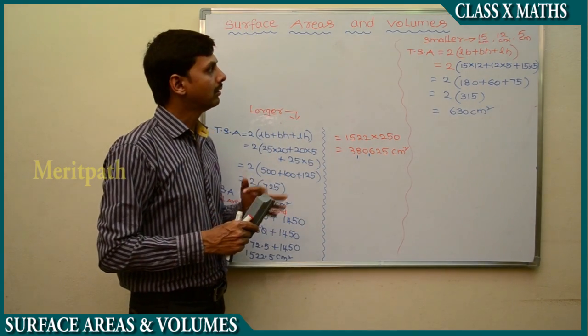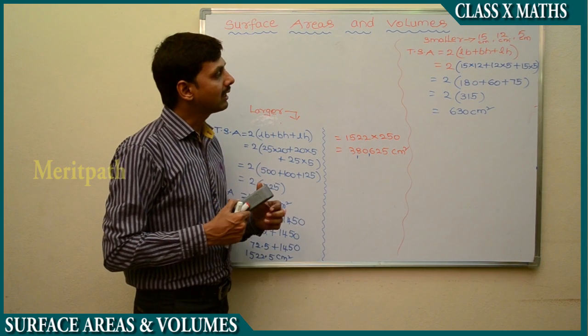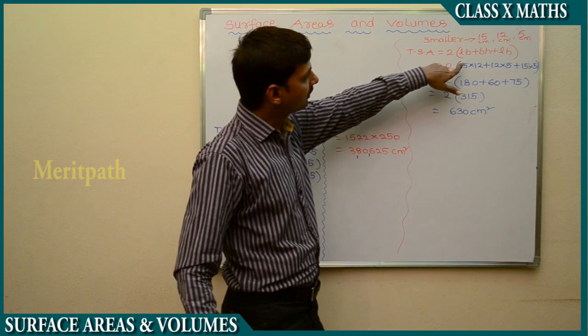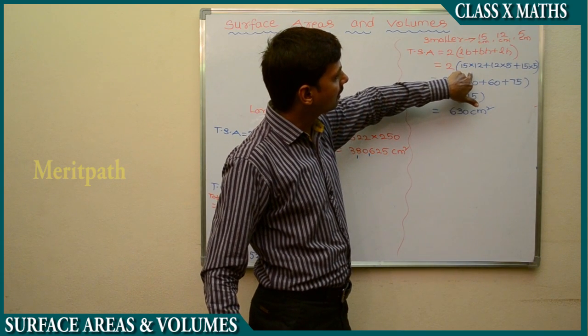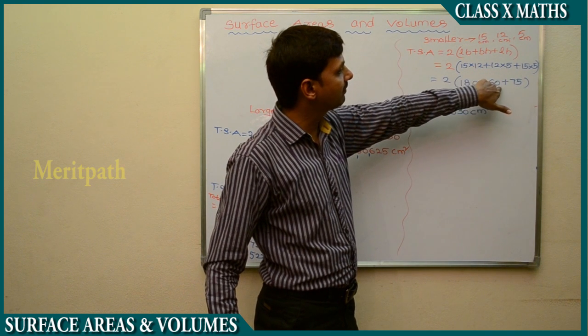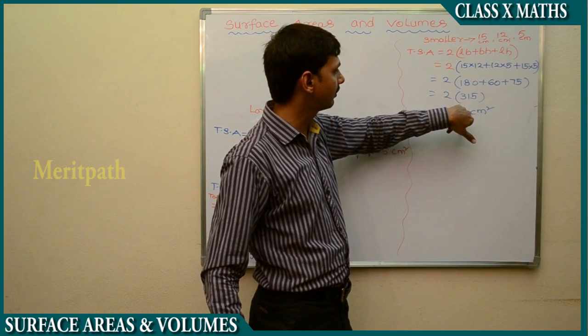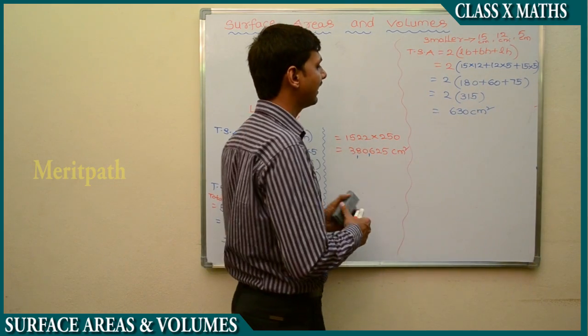Total surface area for a smaller box is 630 centimeters square, because we substituted all the values and multiplied: 15 into 12, 12 into 5, 15 into 5, all multiplied, and 2 into that sum. So we got 630 centimeters square.